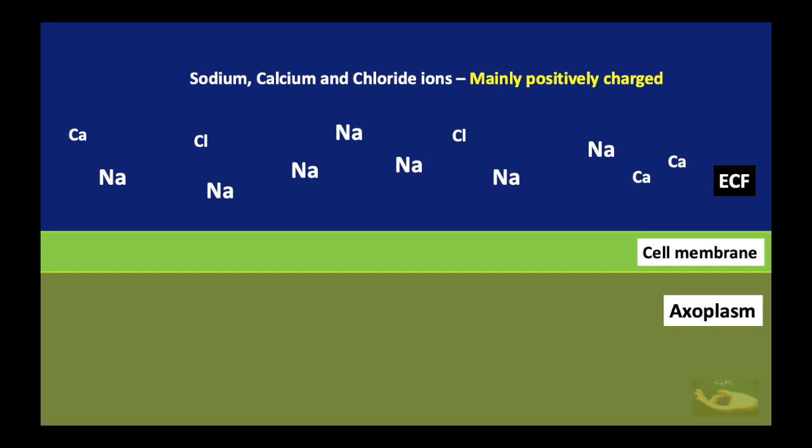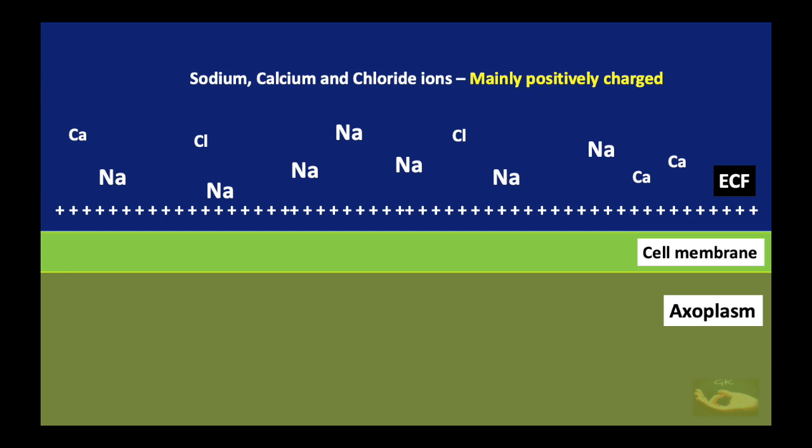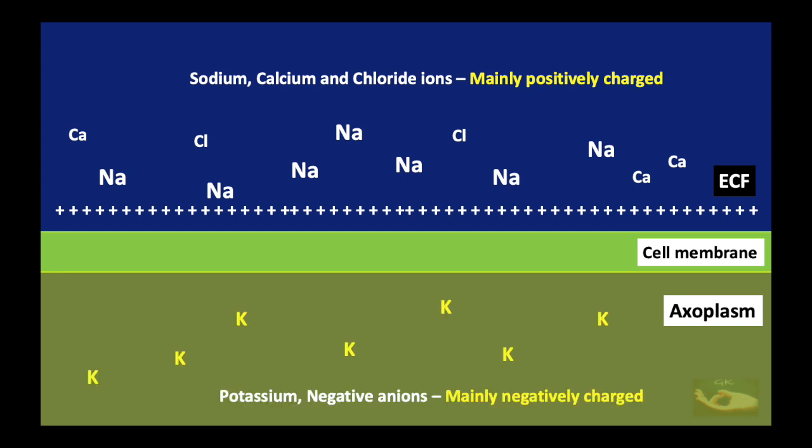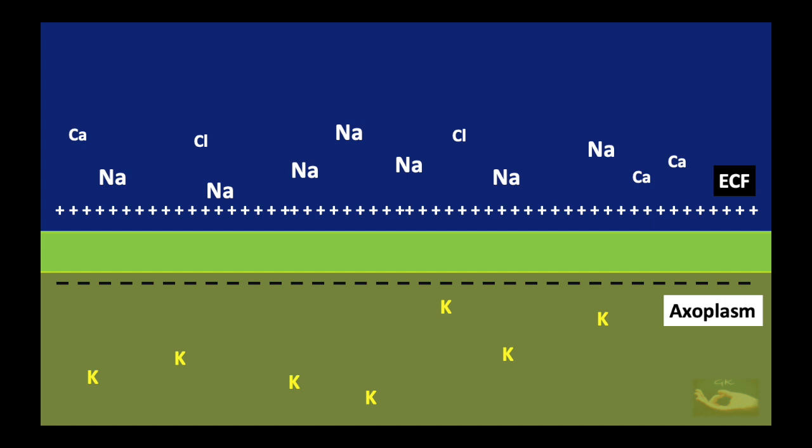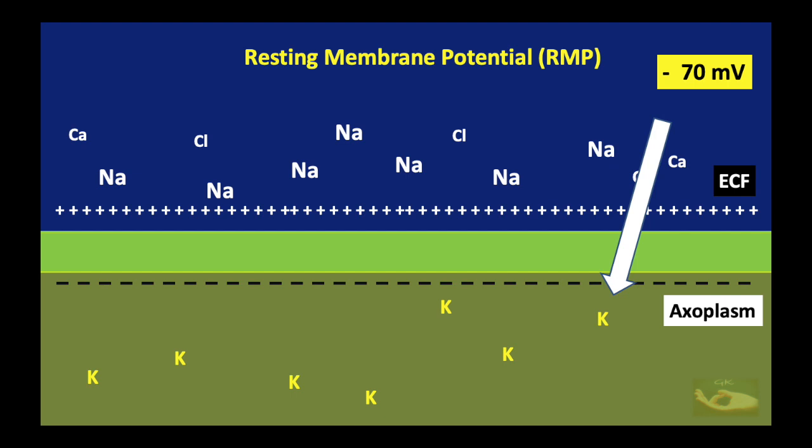The exterior surface contains mainly sodium, calcium and chloride ions, but it is mainly positively charged, whereas inside the cell are mainly potassium and other negative anions, so the inside of the cell membrane is negatively charged. Now, if we are able to measure the electrical difference between the inside and the outside of the cell, we find that there is a voltage of minus 70 millivolts. This is the resting membrane potential of the neuron, also known as RMP. This is the resting state.